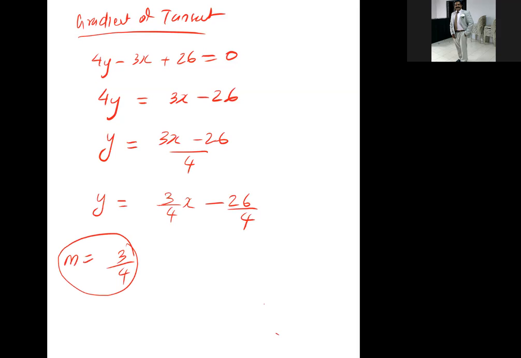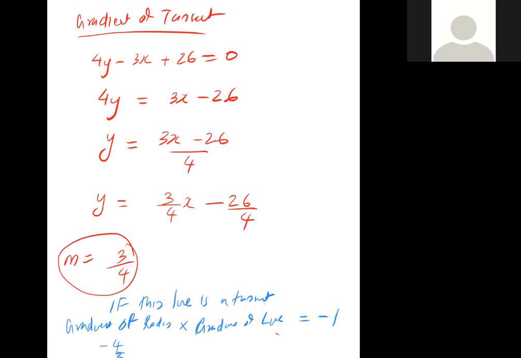So you can say that if this line is a tangent, the gradient of the radius multiplied by the gradient of the line should give minus 1. The gradient of the radius is minus 4 by 3, and the gradient of this line is 3 by 4. The 4s cancel, the 3s cancel, and we are getting minus 1. Since the product is equal to minus 1, this line is the tangent. Did you get my point? Clear? Yes. Next question.